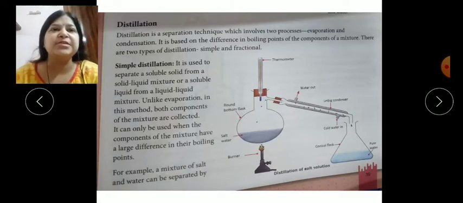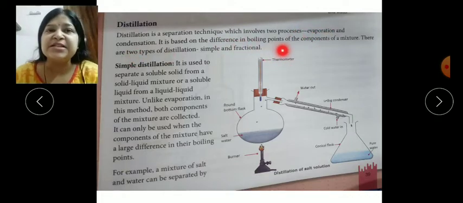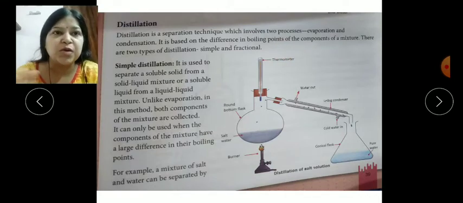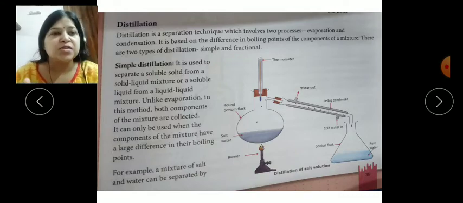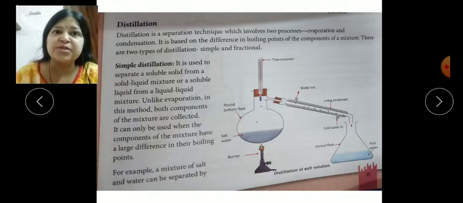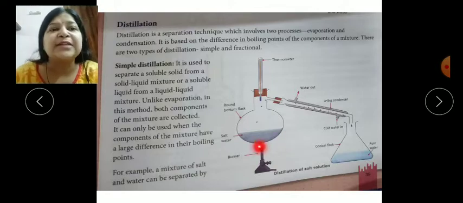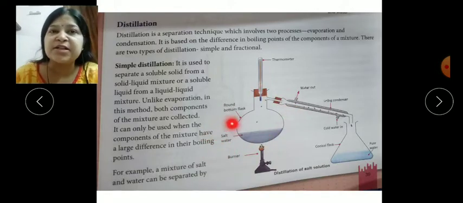As I said, it is a combination of evaporation and condensation processes, and it works on the principle of the different boiling points of the mixture. It can be simple distillation or fractional distillation. Now I will show you simple distillation. Through this method we can separate salt and water, salty water.